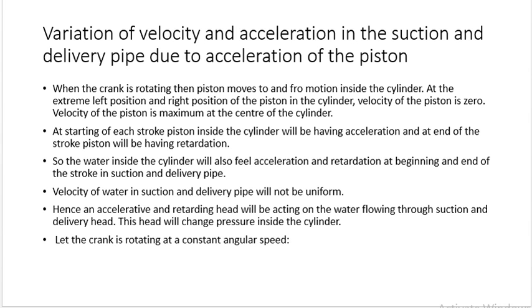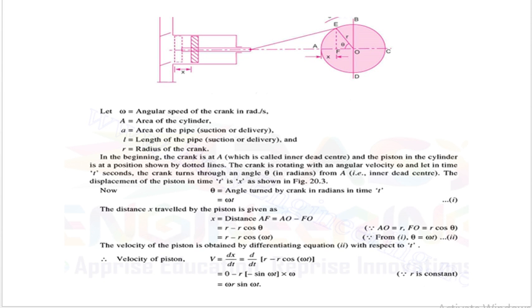So if the ratio of the length of the connecting rod to the radius of the crank, L by R, is very large, then the motion of the piston can be assumed as simple harmonic motion. So we will assume simple harmonic motion of the piston in nature. Now let us consider the crank is rotating at constant angular speed omega. So this is the line diagram.